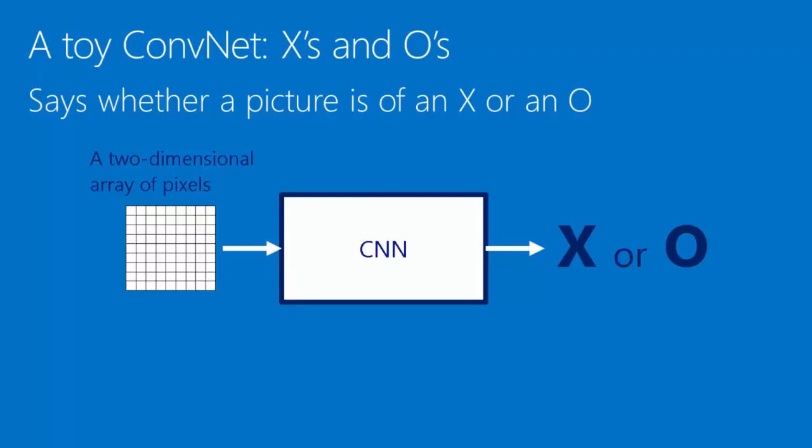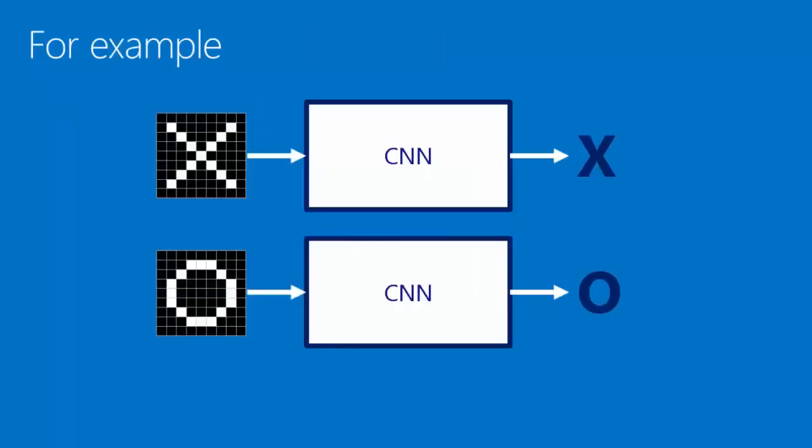What this one does is takes in an image, a two-dimensional array of pixels. You can think of it as a checkerboard, and each square on the checkerboard is either light or dark. And then by looking at that, the CNN decides whether it's a picture of an X or of an O. So for instance, on top there, we see an image with an X drawn in white pixels on a black background. And we would like to identify this as an X. And the O, we'd like to identify as an O.